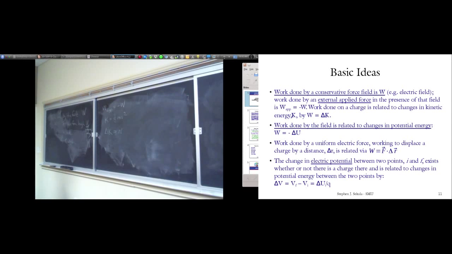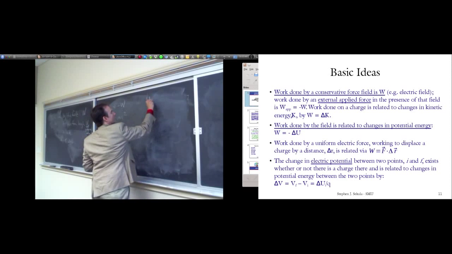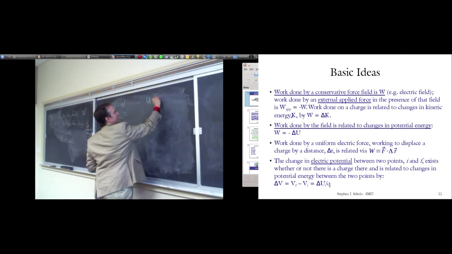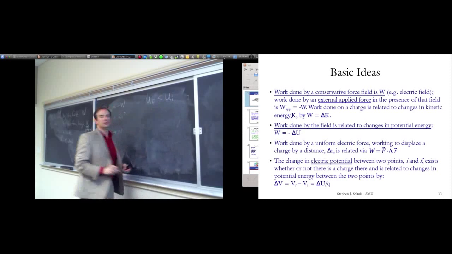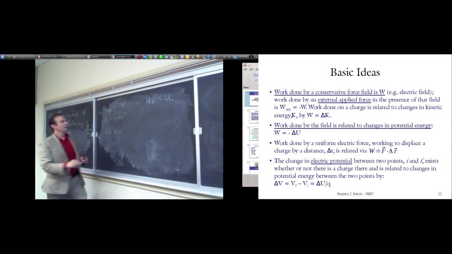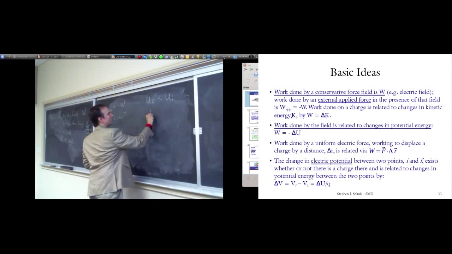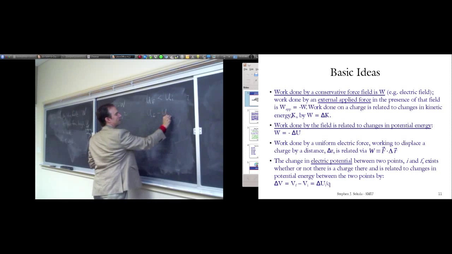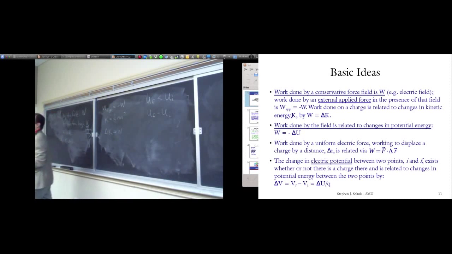Now let's go into potential energy. I've already kind of hinted at the relationship here between potential energy changes and work done by the field. Let's have a look. If the final potential energy is less than the initial potential energy, then what kind of number, positive or negative, do I get if I take the difference between the final and the initial potential energies? Again, U_F is smaller than U_I. Do I get a positive number or a negative number when I do that subtraction?